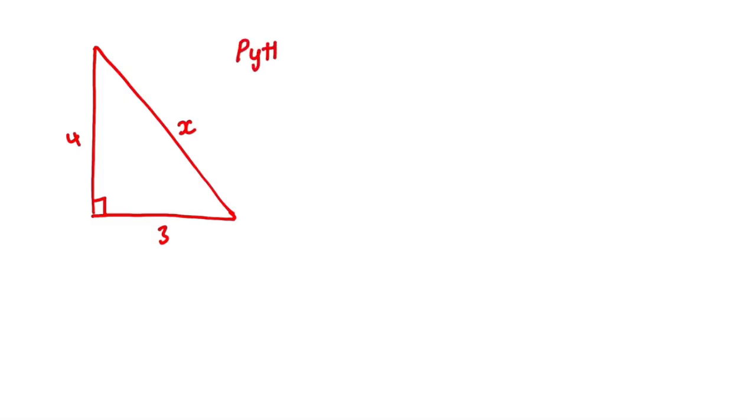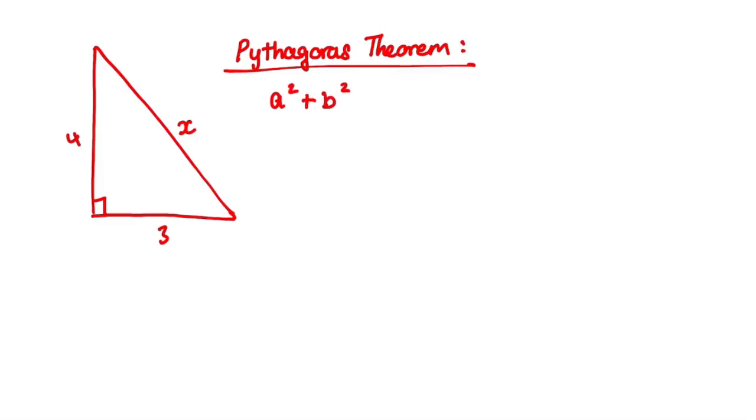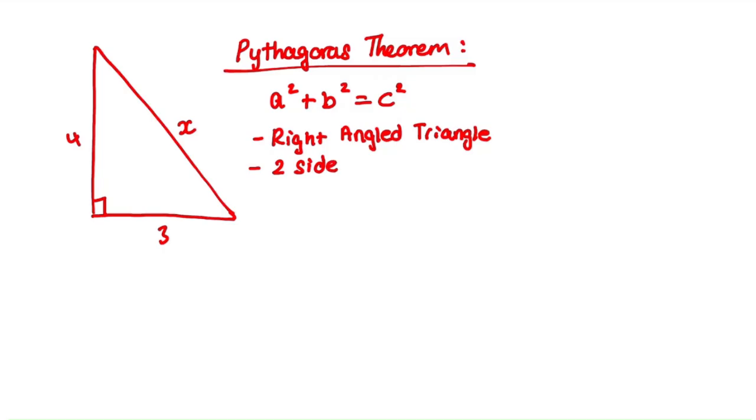So Pythagoras, if we remember, Pythagoras' theorem was a squared plus b squared equals c squared. That's what Pythagoras' theorem was. And you would only use Pythagoras' theorem when you have a right angle triangle and when you're given two sides and you're working out the length of a third side.